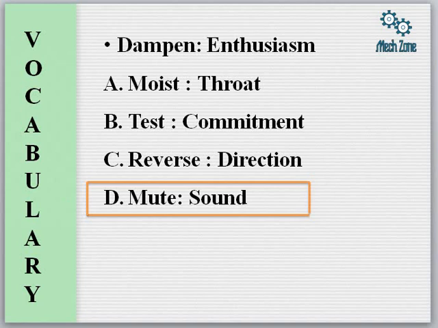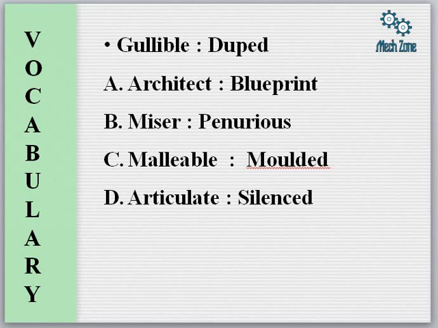Now the next question that we will see is gullible is to duped, and the options are architect is to blueprint, miser is to penurious, malleable is to molded, and articulate is to silenced. Now, gullible simply means someone who is easily deceived or can be easily cheated, whereas duped simply means a person who is not easily fooled or cheated.